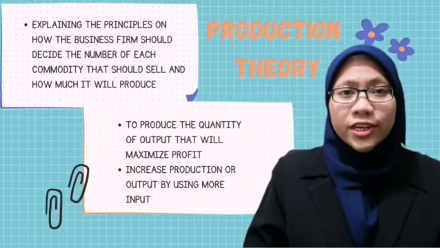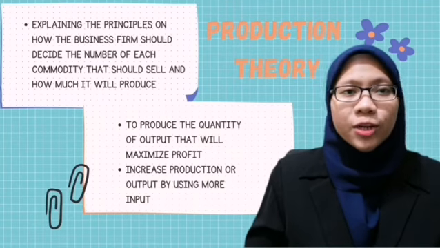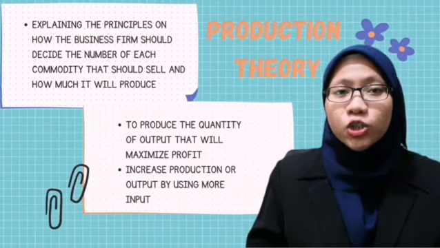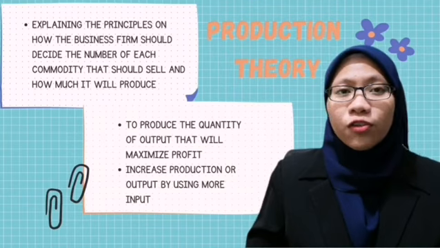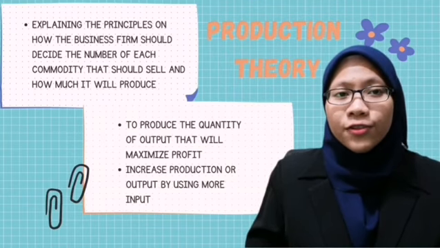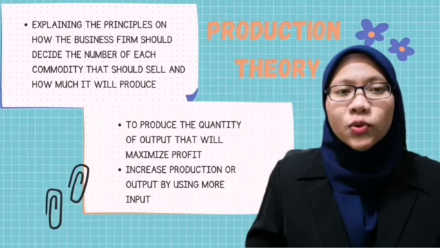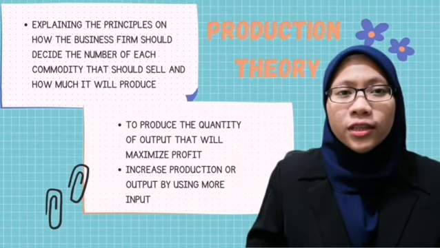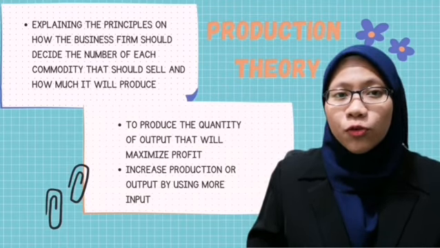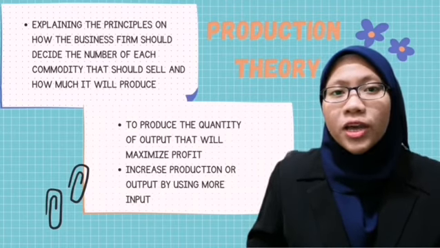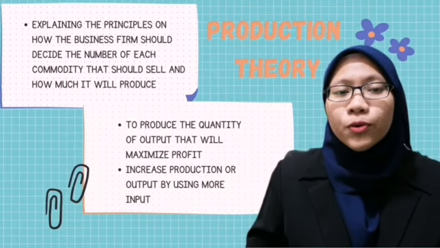The second is production theory. This theory explains the principle of how a business company should decide the number of each commodity that should be sold and how much it will produce. It also includes how much of each kind of labor, raw material, and fixed capital good needs to be used. This theory uses two assumptions in order to make the analysis. The first is that the manager wants to produce the quantity of output that will maximize the profit. The second assumption is that they can increase production or output by using more input, and that increased output means increased profit.